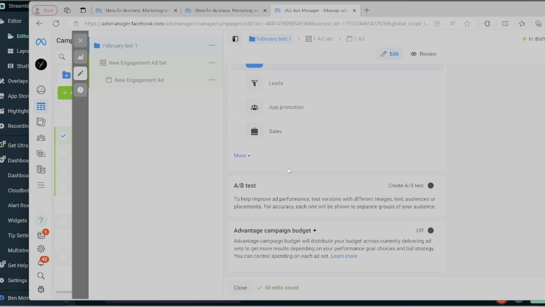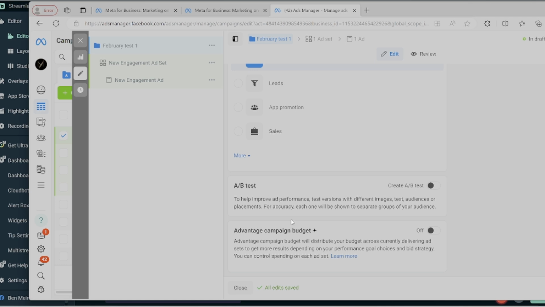Now, leave all of this the way it is. Don't mess with it unless we're going to run multiple ads. And we're going to get into that in just a minute. But basically, what Advantage Campaign Budget Plus does is, it says right here, Facebook's AI determines what ads to spend money on based off how the ads are doing and how people are reacting to them.